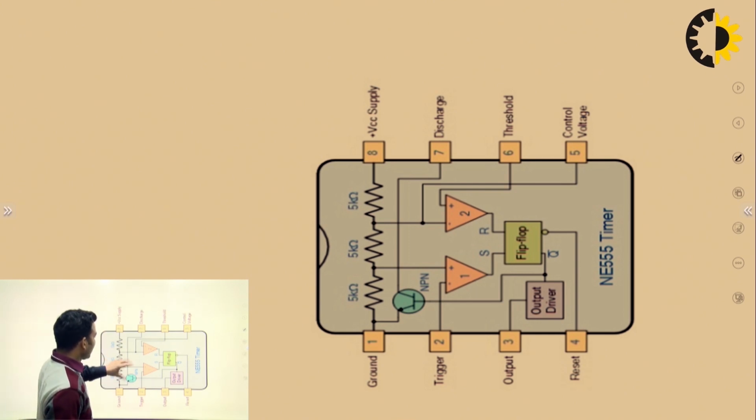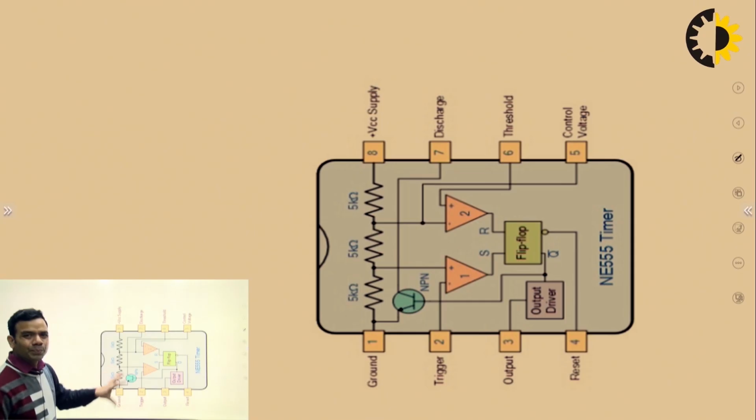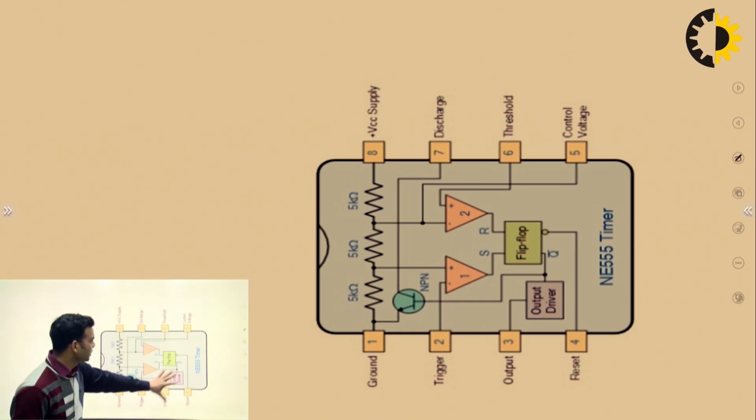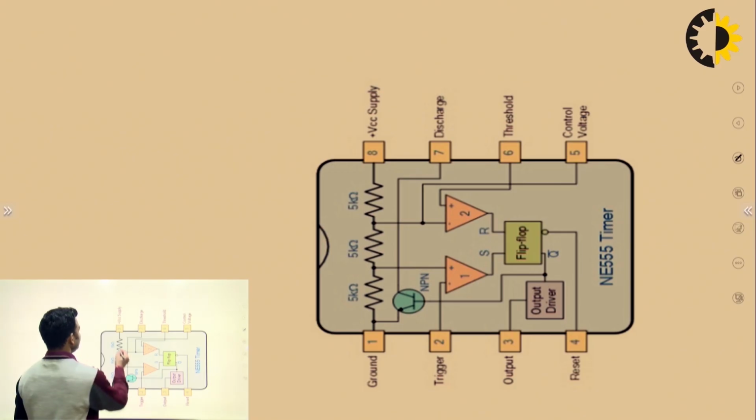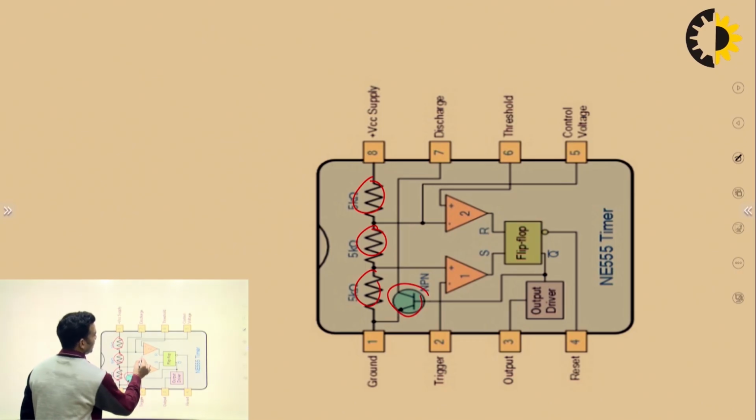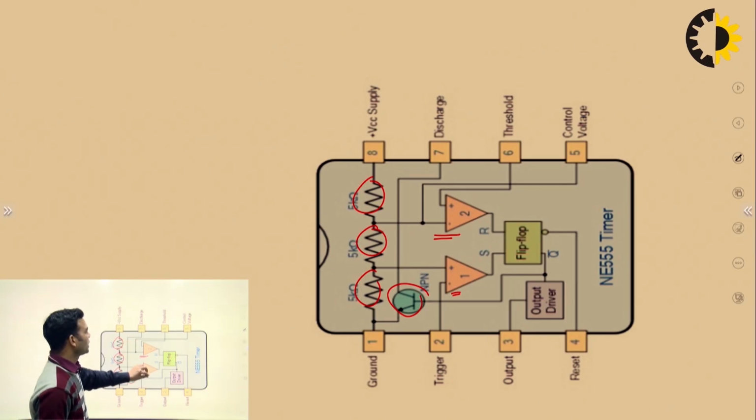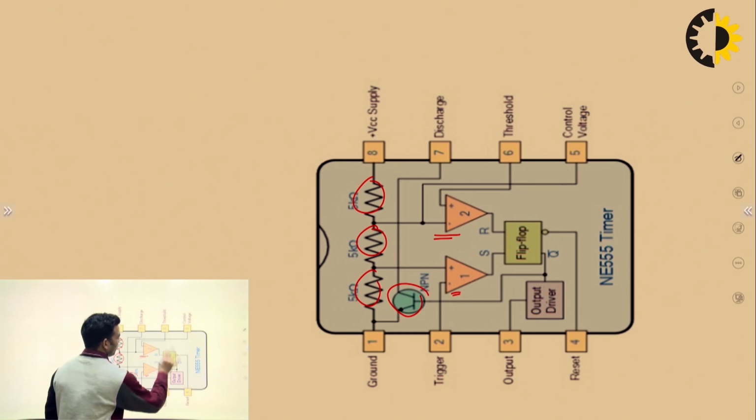I would like to explain the brief working of this 555 timer. How will this circuit behave and what are the various components used in it? See, three 5 kilo ohm resistors, one NPN transistor, two operational amplifiers which are used in comparator mode, and an SR flip flop, and then this is the reset pin, this is the output, this is Q bar.